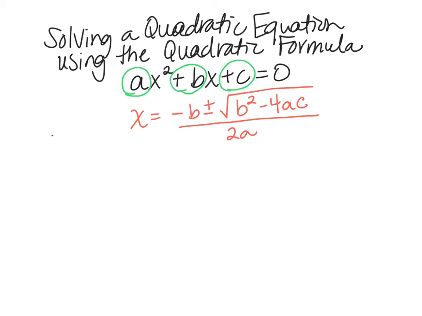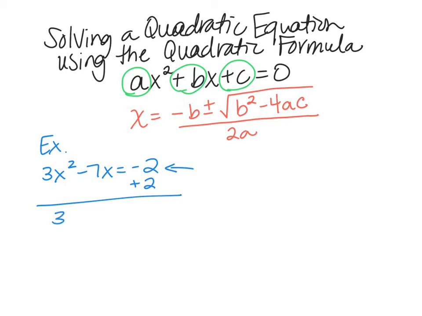So let's say, for example, that we have the equation 3x squared minus 7x equals negative 2. The first thing that we want to do is set this equation equal to 0. So I need to move this 2 to the other side. So my real equation will be 3x squared minus 7x plus 2 equals 0.